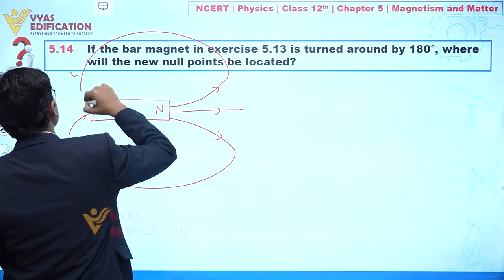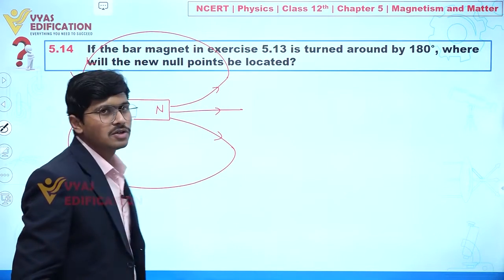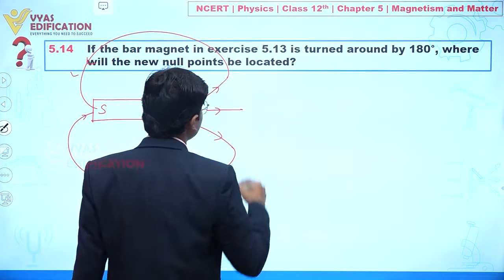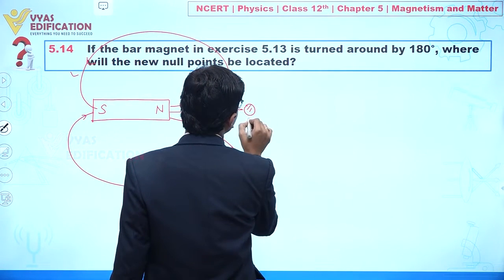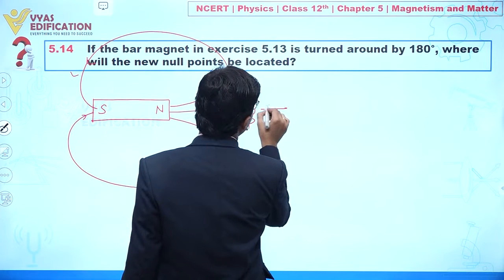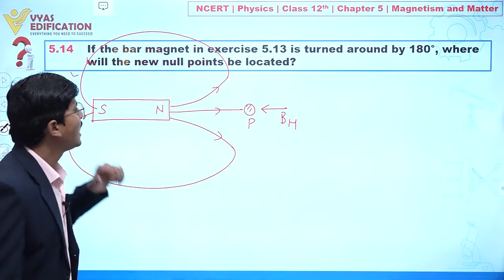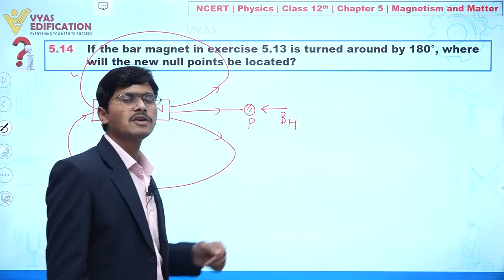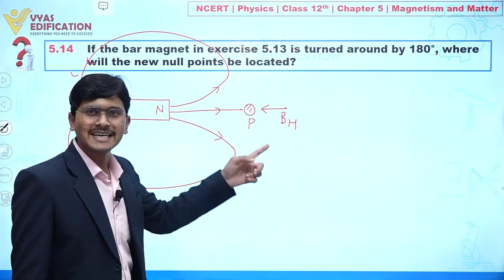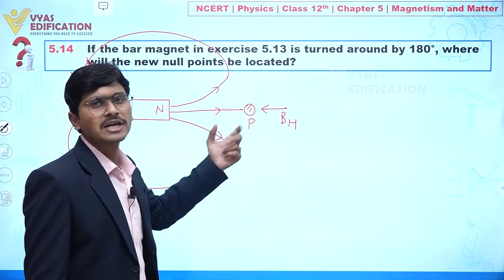So I can say this is equal to this. Clear? At that time, we are assuming that we are getting an axial point at this position, let's suppose P, and here we have the horizontal component of the magnetic field in the left direction, and we get the magnetic field due to this dipole in the right direction. That's why we are getting a null point at this position.